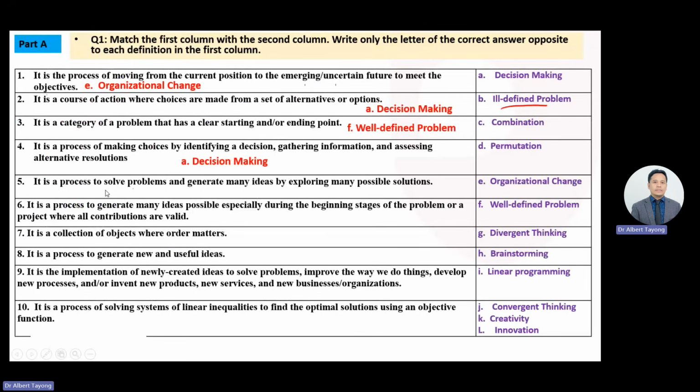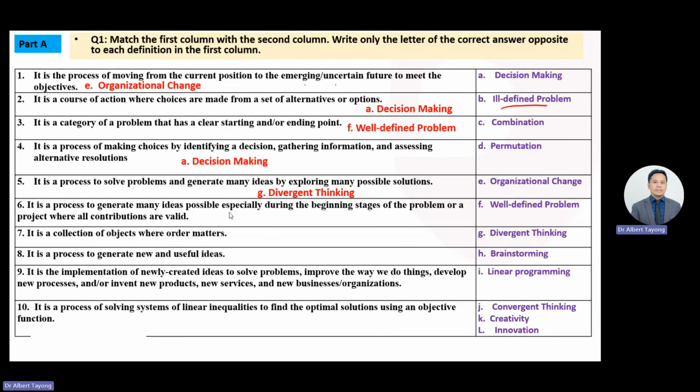Five is a process to solve problems and generate many ideas by exploring many possible solutions. This is about divergent thinking. The opposite of this is convergent thinking, where we solve problems and focus on specific solutions.